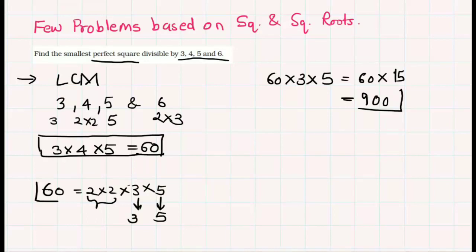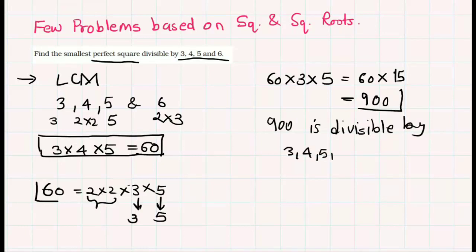So we have a number, 900, which is divisible by 3, 4, 5 and 6.